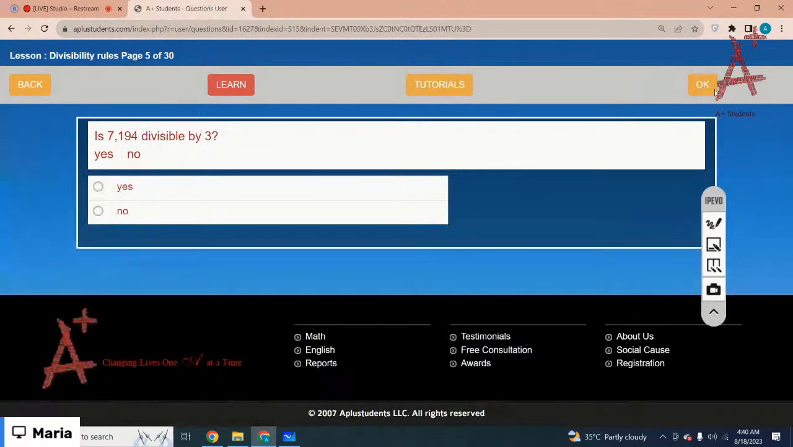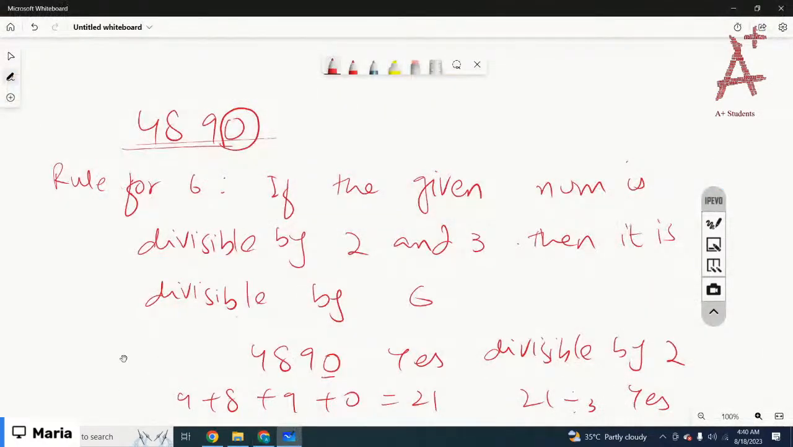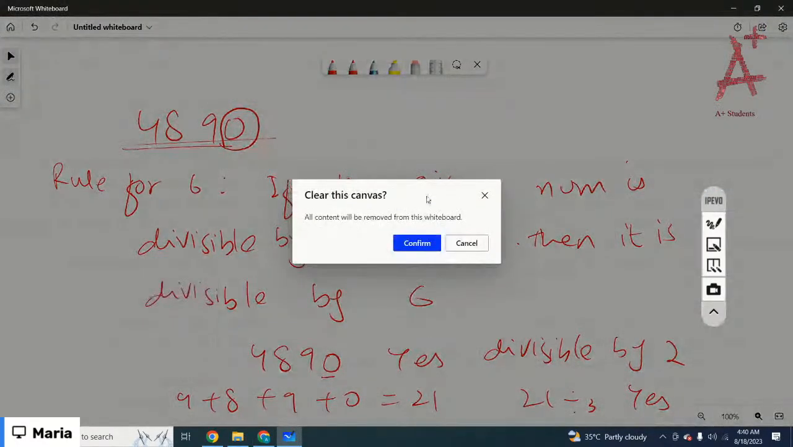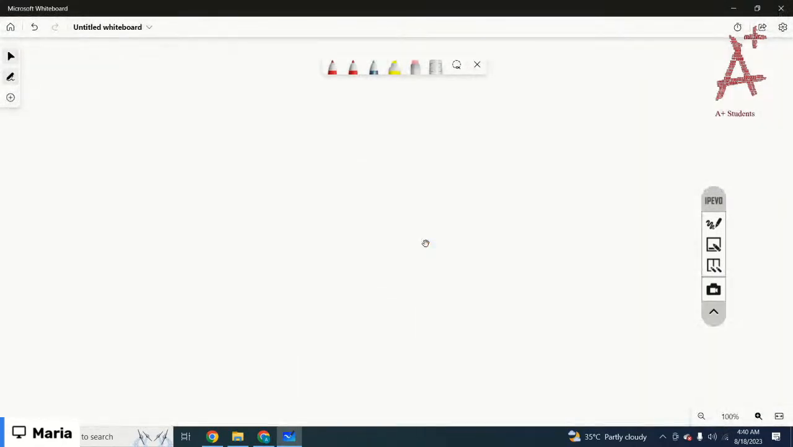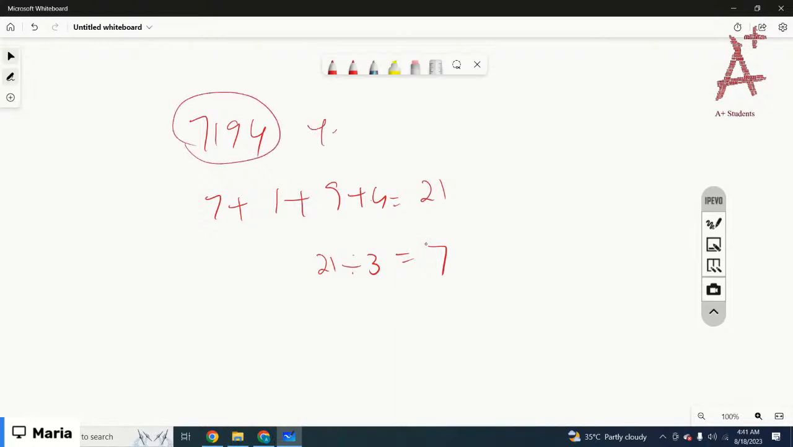Is 7194 divisible by 3? Let's add up the digits of 7194 and see if their sum is divisible by 3. 7 plus 1 plus 9 plus 4: 13, 14 and 7, 21. And 21 is divisible by 3, right? 3 times 7 is 21. That means yes, 7194 is divisible by 3. The correct option is yes.